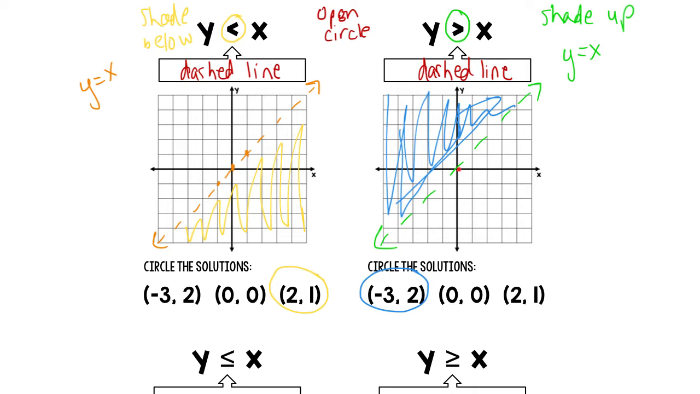0, 0, that's on our dashed line. Again, dashed lines mean that the points along those are not a solution. So 0, 0 is not a solution. Lastly, 2, 1 in the white area, not a solution. All right. When you shade these areas, you don't want to make it really solid where you can't see, because it'll be hard to find a point in your solution area if you do.